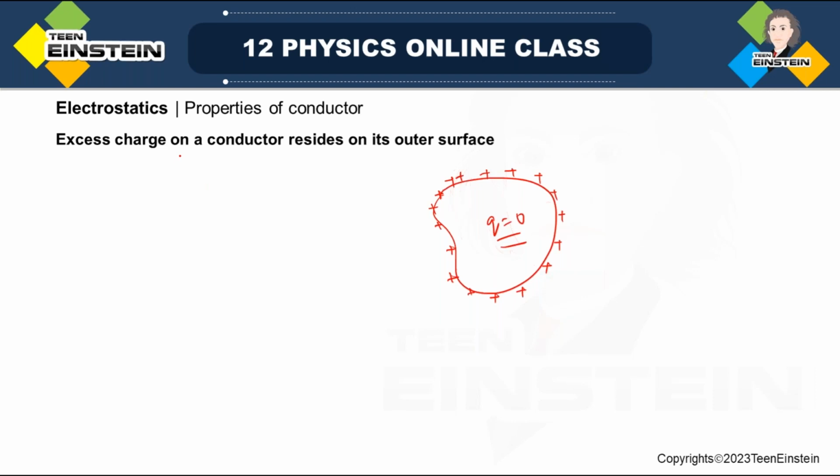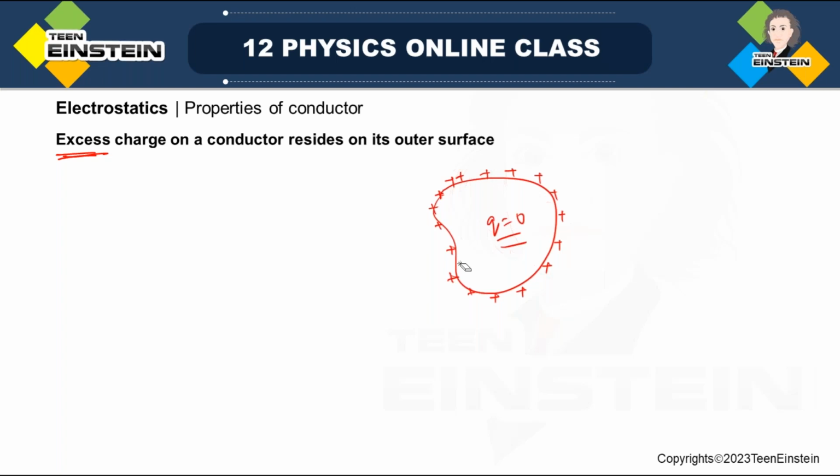So excess charge means any free charges. See, inside the conductor there will be positive and negative charges, the nucleus or core shell, and electrons will be there. That is fine. But the charges which are free from their atoms, the excess charge, this word is important. Excess charge will be residing outside, on the surface of a conductor.